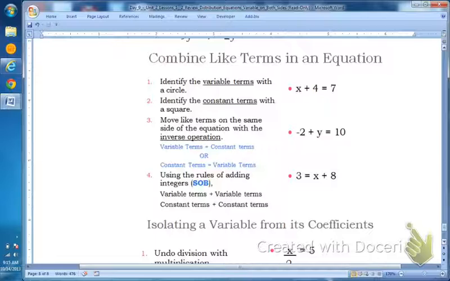Sort of like, okay, I've got apples in this room here and apples in that room. I can't combine them unless I put them in the same room together. So think of it that way. So you may have to move some of your terms. Let's do the first step on the first example, first by identifying our terms. Our x gets a circle.